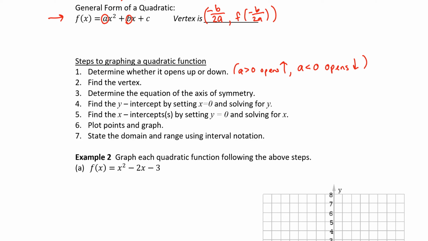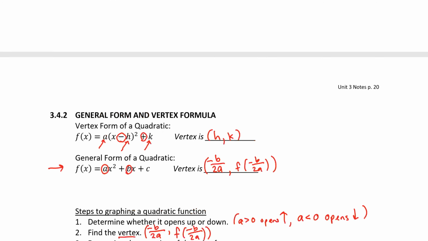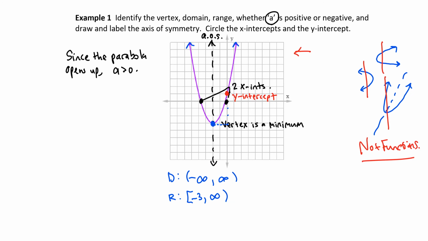Once I know the orientation of the parabola, step 2 is to find the vertex. And in this general form, we're going to use our new formula, negative b over 2a, f of negative b over 2a. Step 3, we will then determine the equation of the axis of symmetry. If you'll remember, the axis of symmetry is this line that divides our parabola into two matching halves. That axis of symmetry always passes through the vertex.